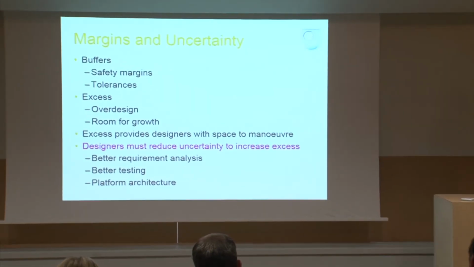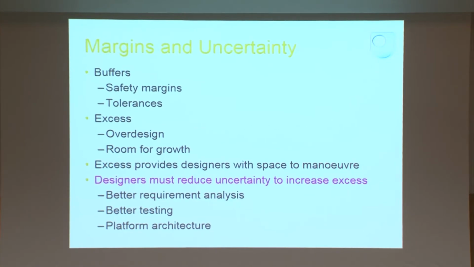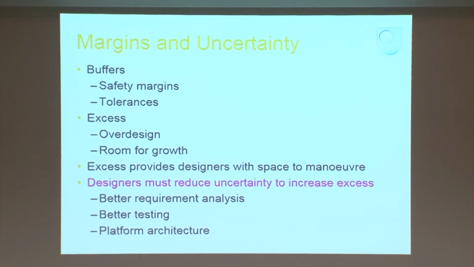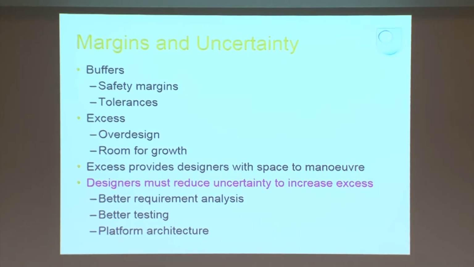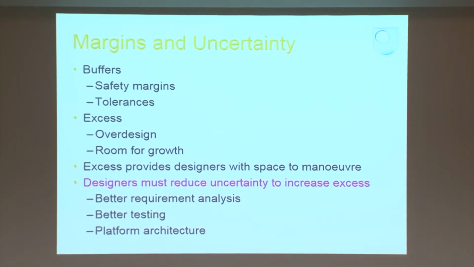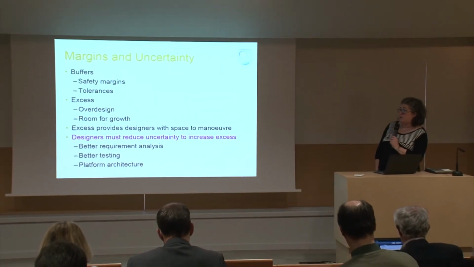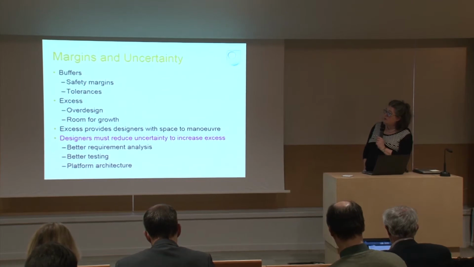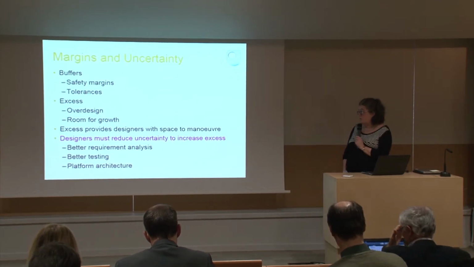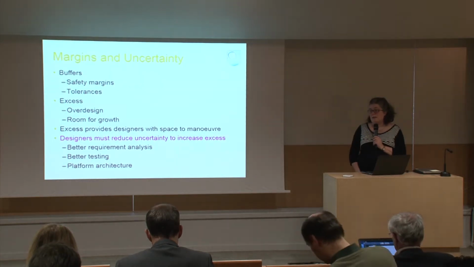If we look at the concepts of margins that I've talked about earlier, they partly split into some that are essentially buffers and some of them which are essentially excess margins. Essentially a safety margin is very much by its definition there to deal with uncertainties. And so are tolerances because they deal with manufacturing uncertainties, whereas over-design or a sort of room for growth concept is what is essentially an excess concept.